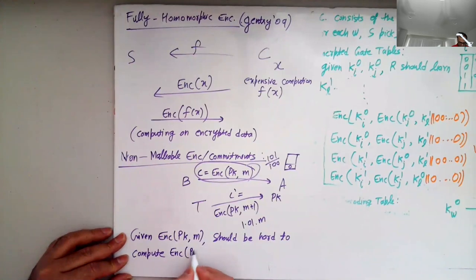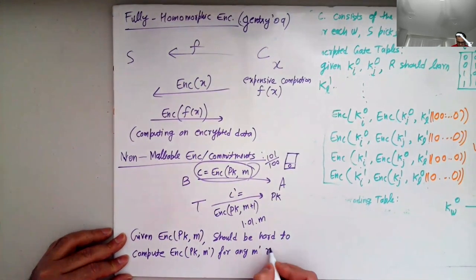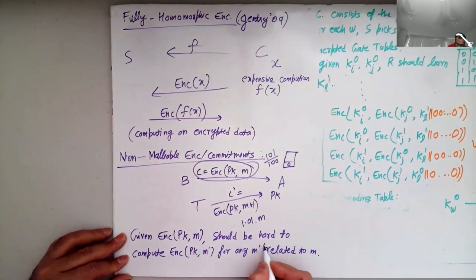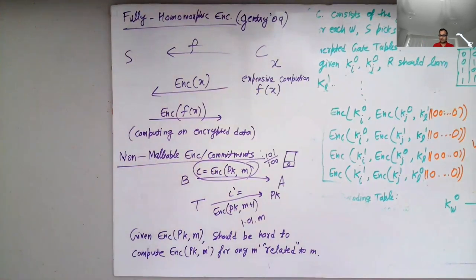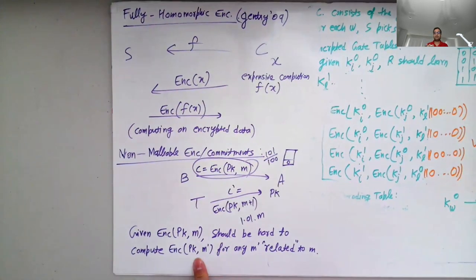Encryption of PK, M prime for any M prime which is related to M. Related, I'm not defining what related means. Of course, it's a public key encryption, so you can take a completely fresh message M prime and encrypt it. But what I want is if I am encrypting some message M, your ciphertext should be independent of my ciphertext. And if you have that, then we can solve the problem of auctions.